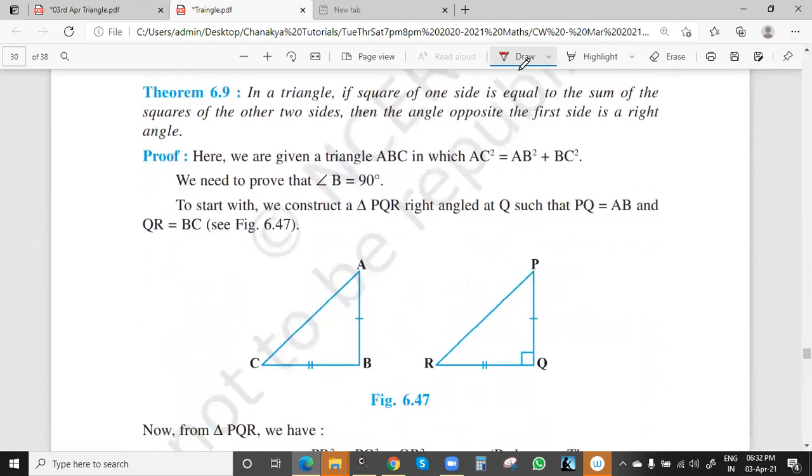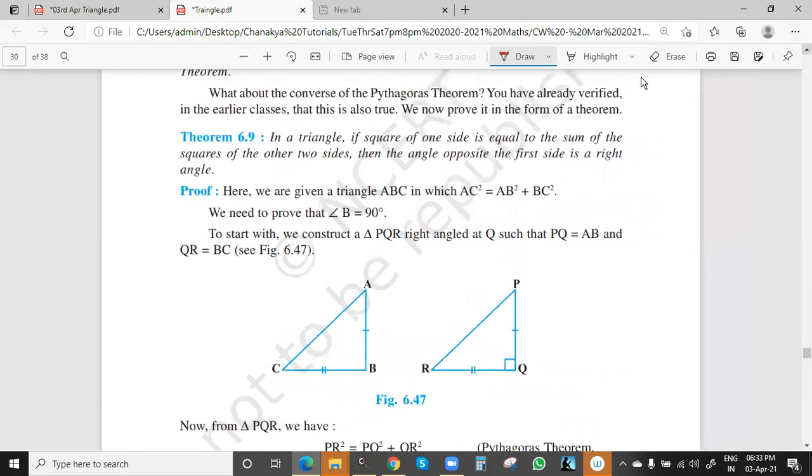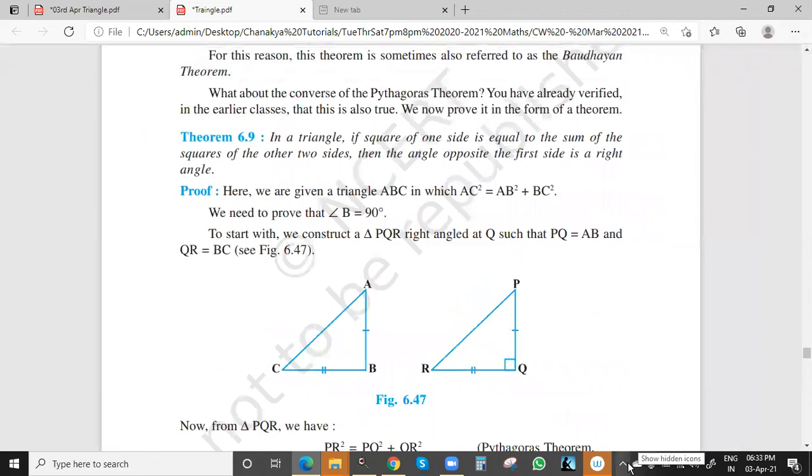See, for the converse of the Pythagoras theorem, they have used the congruency condition. First thing, the proof of the Pythagoras theorem will not come because it has been deleted. And for the converse, let me explain. We only have to study those questions which will definitely come in the exam. Let me check from my end also.